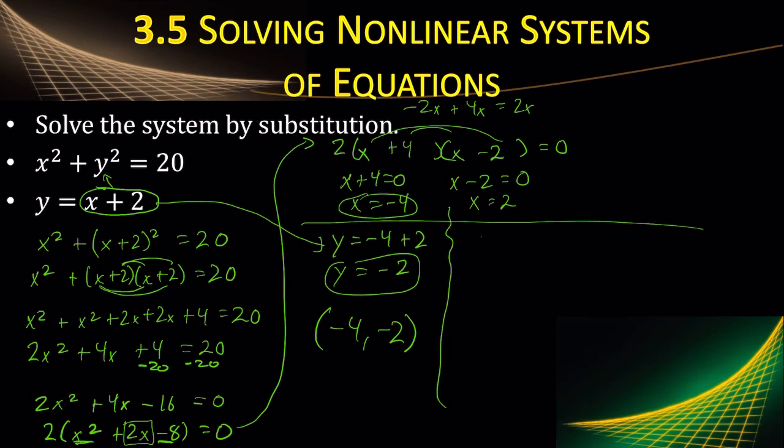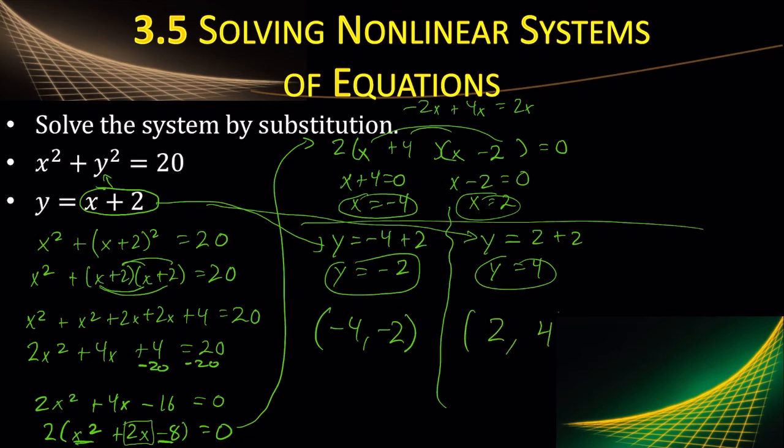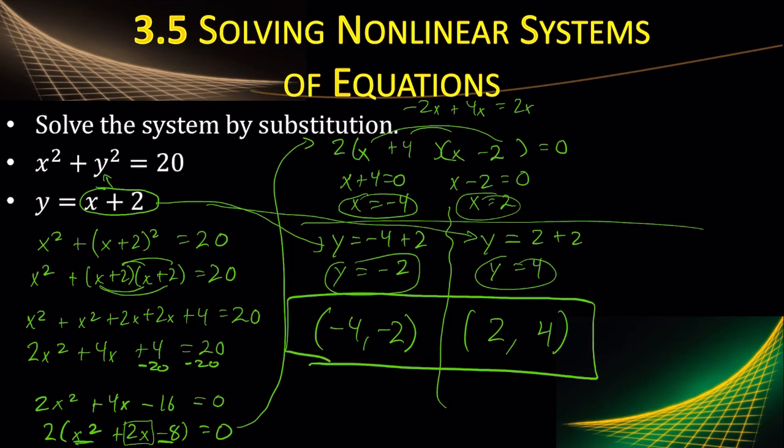If I do the other one, y equals x plus 2. You see that's 4. So that makes another point. So it's 2, 4. And we have 2 points for our answer. So what it is, the graph, a quick, really rough graph, it's a circle, and it has a line going through it. So you can see it touches twice, 2 solutions.